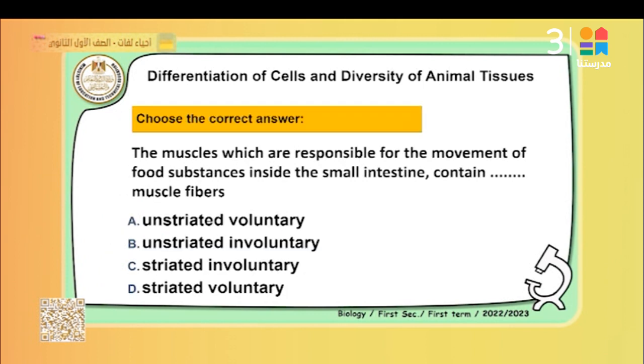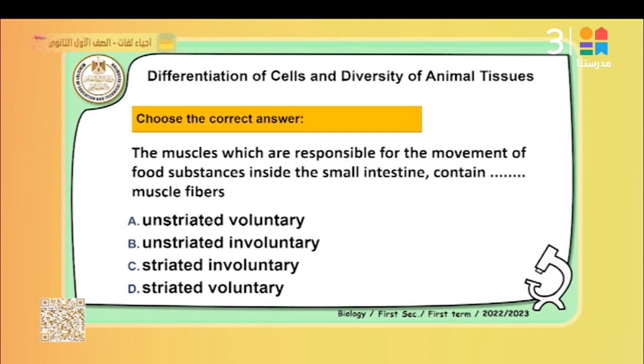Okay, right. Choose the correct answers. The muscles responsible for the movement of the food substance inside the small intestine contain muscle fibers. Inside the small intestine, a specific type of muscle called smooth muscle plays an important role moving the food and digested food in an involuntary way. Why? Because you can't control it at will. So, unstriated voluntary? No. Unstriated involuntary? That's right. The best answer is B.